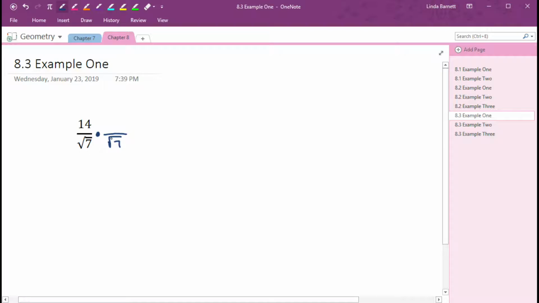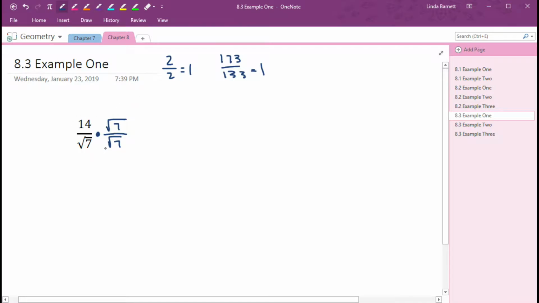But I can't just multiply the bottom by the square root of 7. I'm going to multiply the top by square root of 7 too. When I multiply by square root of 7 over square root of 7, I'm really multiplying by 1, just like 2 divided by 2 is equal to 1, or 173 divided by 173 is equal to 1. So when I multiply by 1, I'm not changing my expression at all.